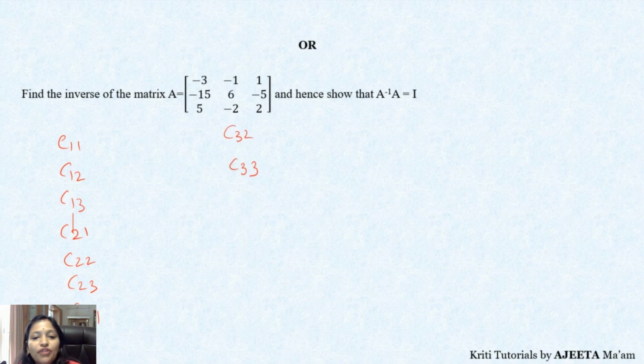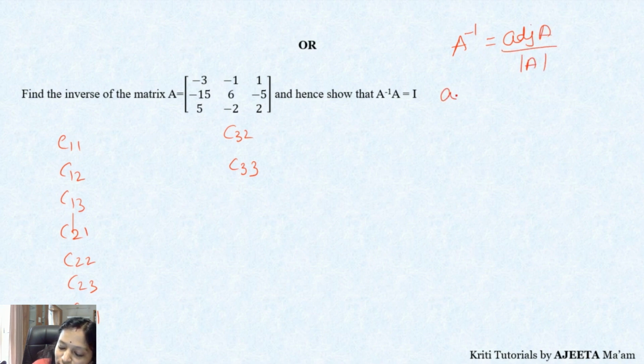Okay, so we will frame the matrix of cofactors. We'll take its adjoint. So what's the formula of A inverse? Let's write it here: adjoint of A upon determinant value of A. And what is adjoint of A? Adjoint of A is the transpose of the matrix of cofactors. So we have to write the corresponding cofactors and take the transpose.